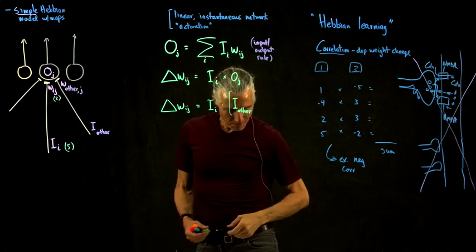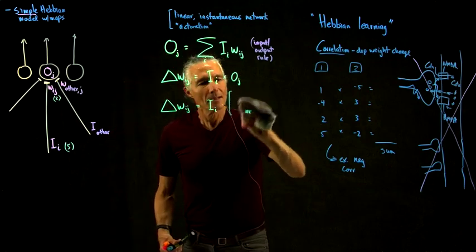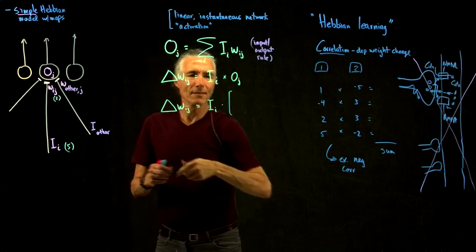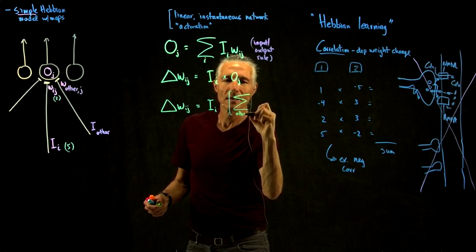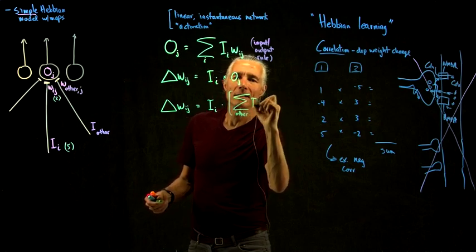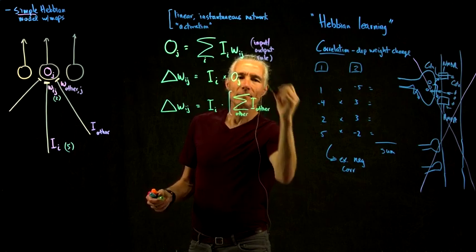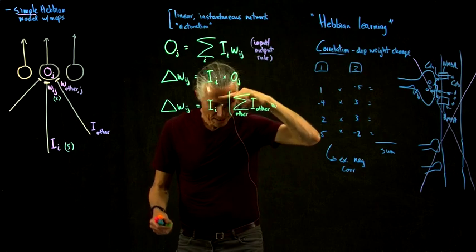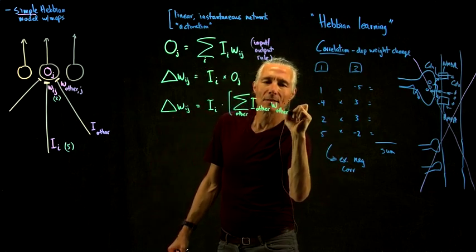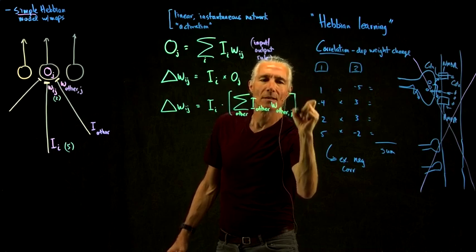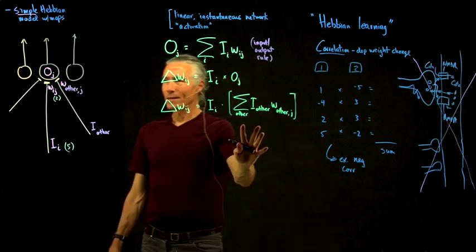Okay, so we have this. I forgot to put the summation sign. So now we got to put just this thing in there. And what is that thing? It's the sum over all the other guys, of all the other inputs, which includes I, times the weights from all the other inputs going to this unit. Okay, so that's our equation now, same equation.